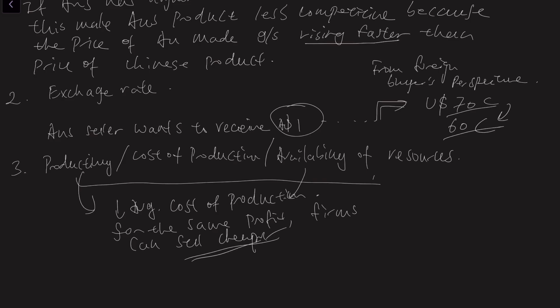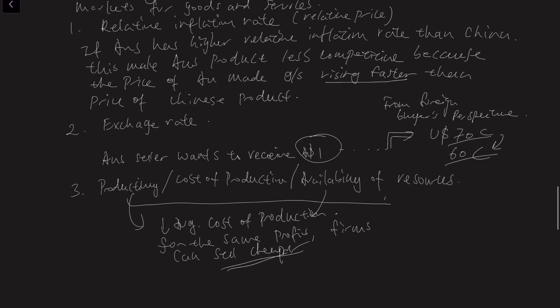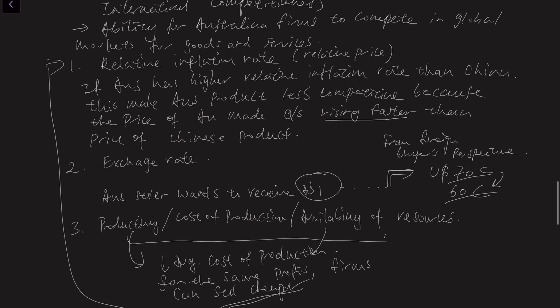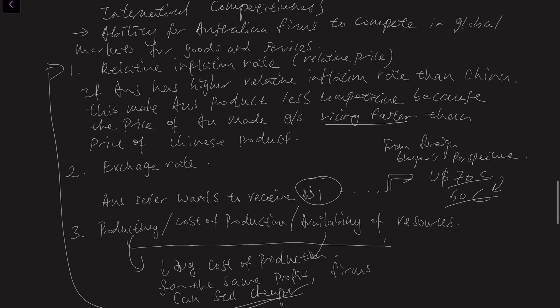And by selling cheaper, this leads nicely to the first factor, the relative inflation rate. And so, therefore, the relative price of Australian-made goods and services becomes cheaper. So the international competitiveness would increase.